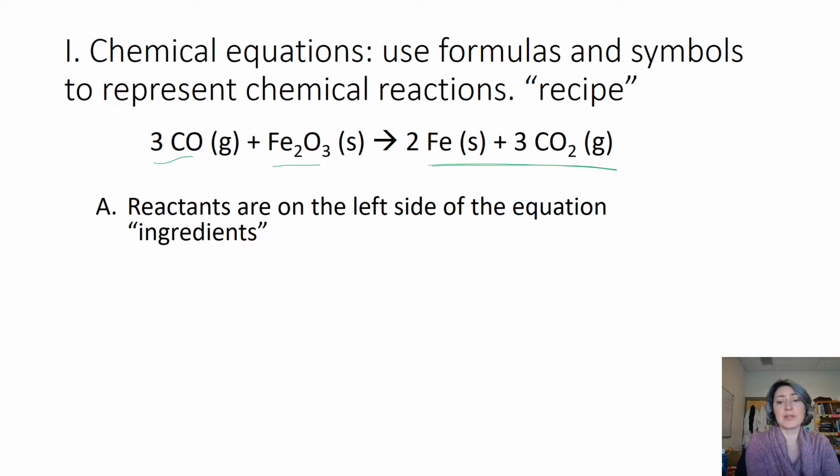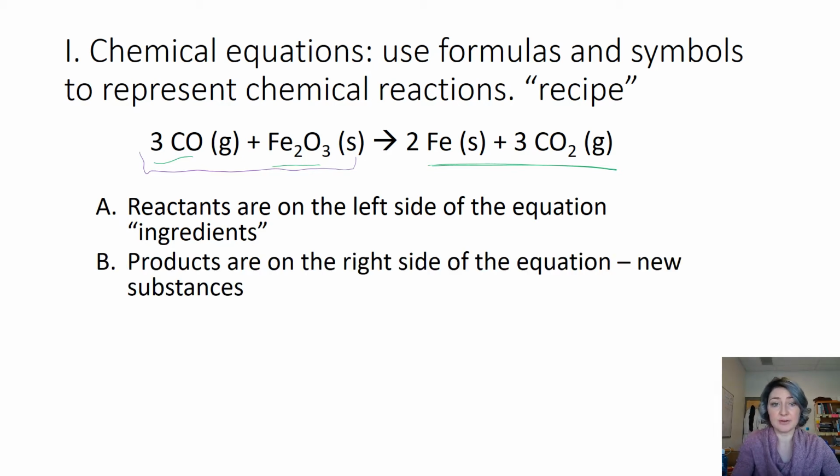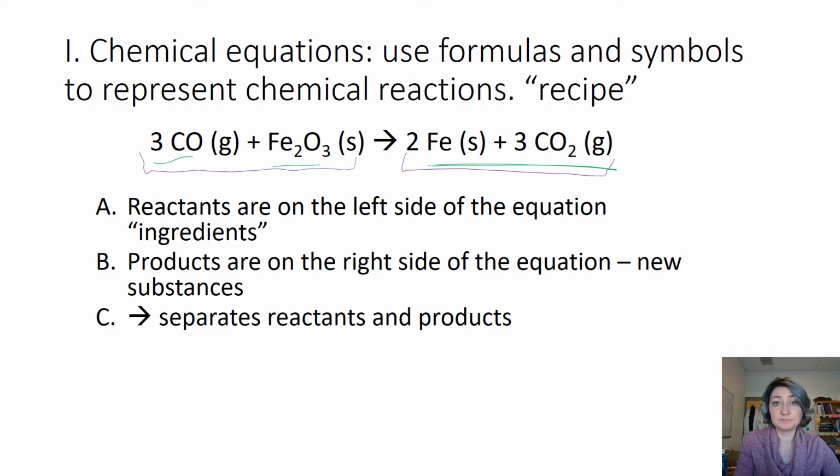We always write our reactants on the left side of the equation. So carbon monoxide and iron(III) oxide are going to be our reactants. Think of those as your ingredients. It's what you mix together. Your products are going to be on your right-hand side. Think of these as your new substances, or I like to think of them as the cake I'm going to bake. So iron and carbon dioxide are our products for this equation.